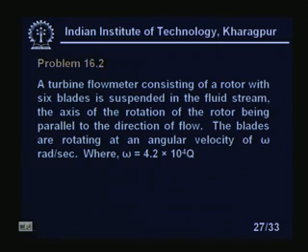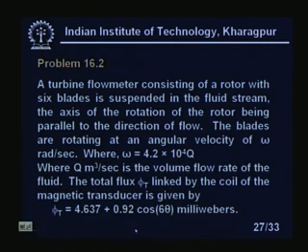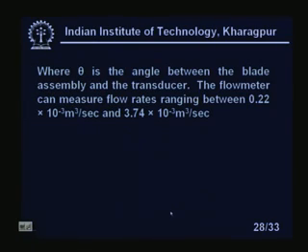The blades are rotating at an angular velocity of omega radians per second, where omega equal to 4.2 into 10 to the power 4 q, where q meter cube per second is the volume flow rate of the fluid, and the total flux phi t linked by the coil or the magnetic transducer is given by 4.637 plus 92 cos 6 theta. This is in milliwebers, where theta is the angle between the blade assembly and the transducers. These are all very standard notations which we have given in our particular lesson.